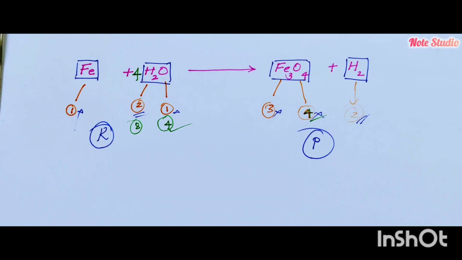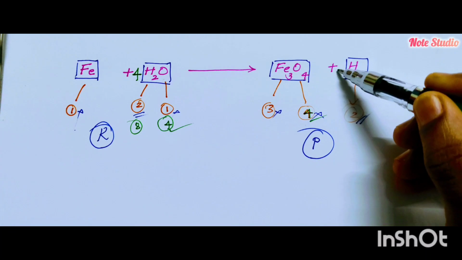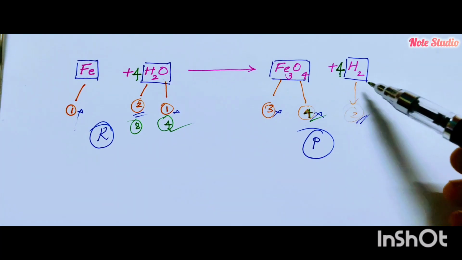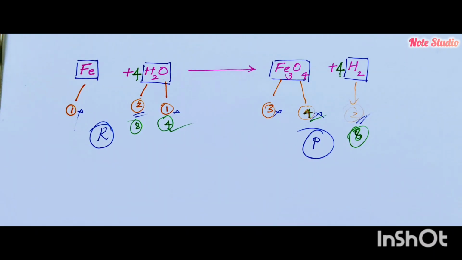But what about the product side? It is 2. What is the step? We'll write here 4. Just add 4 here. 4 into 2 now? 8. Yeah, this is also balanced.